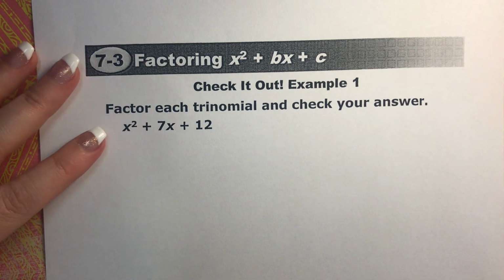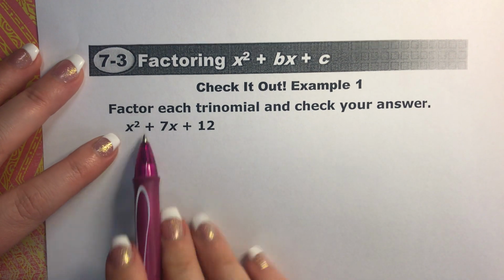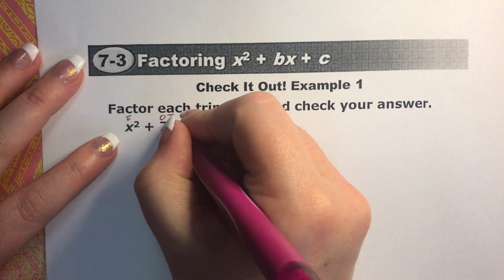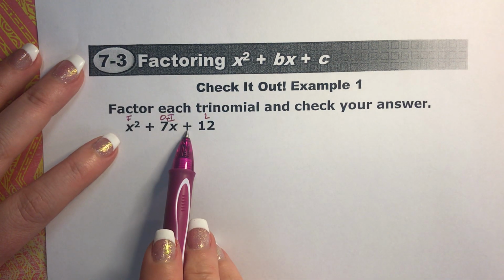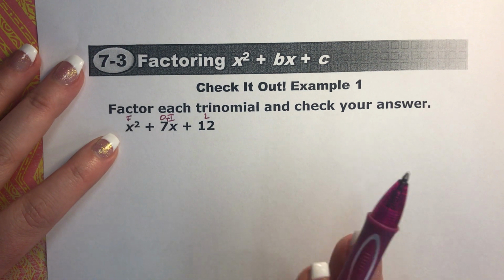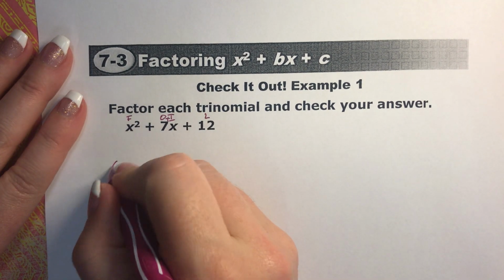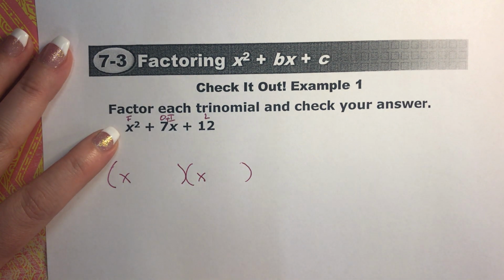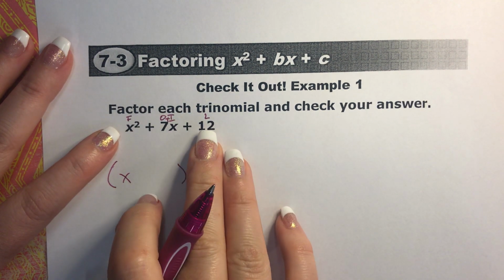Okay, let's see how you did. So this first one is our first term, this is our last term, and this is going to be a combination. We're going to add our outside and our inside to get 7x. Okay, cool. I'm just going to start with our first because it's x squared. I know that is just x times x. Super easy.